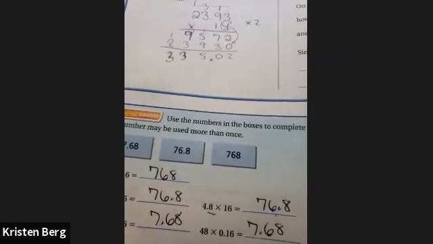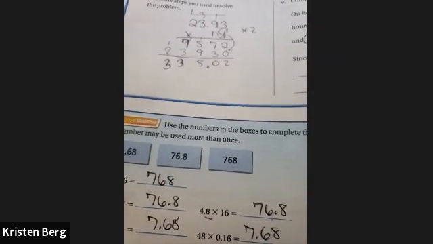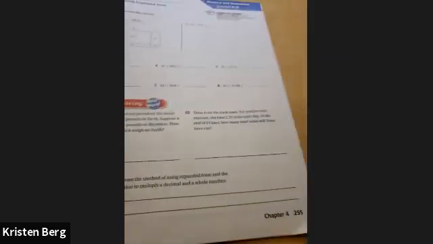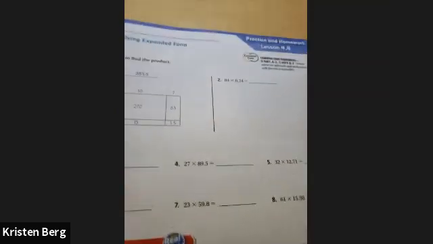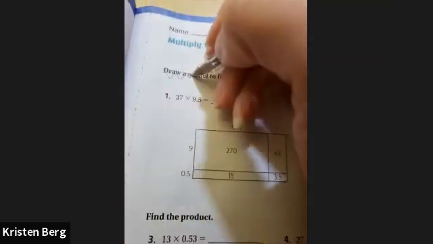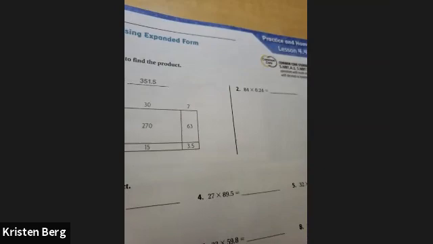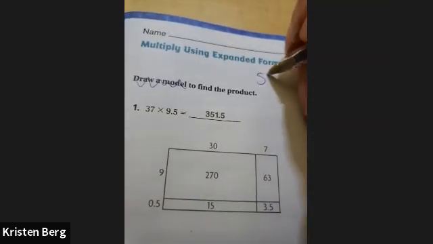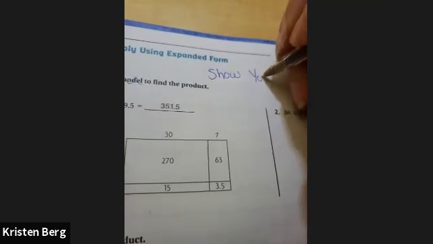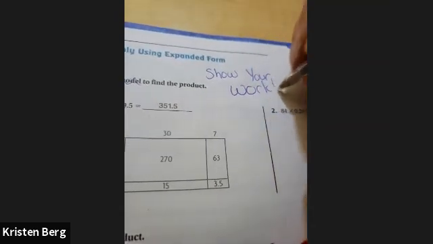All right, now, real quick, I'm gonna give you your homework. So here is your homework. Now, again, you don't have to draw a model. You can pick one or the other. However, I do want you to show me which one you are doing. I want to see the work behind it. So I'm going to put up here, show your work. Very important to do that.